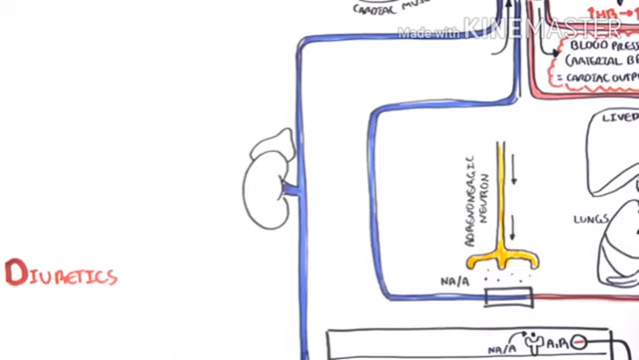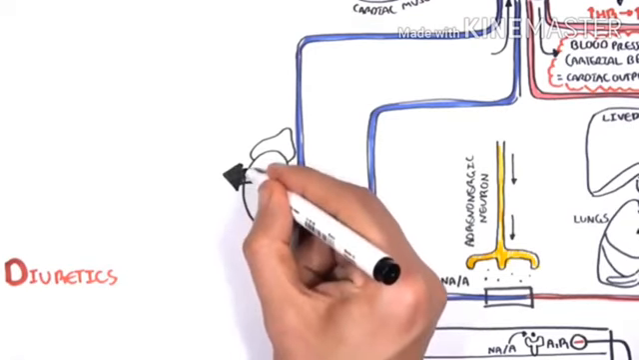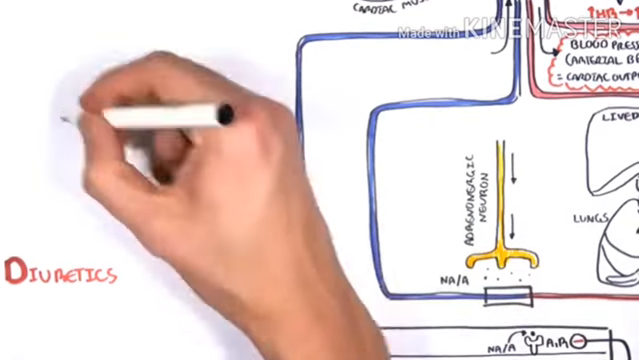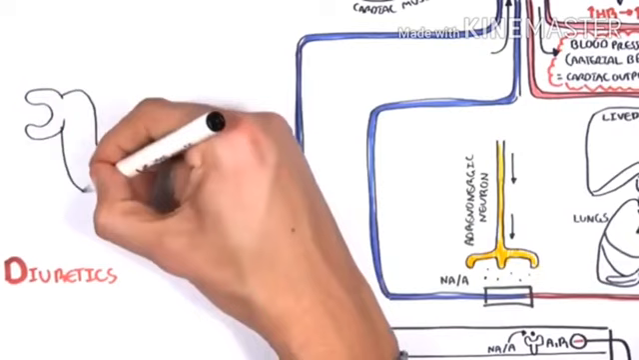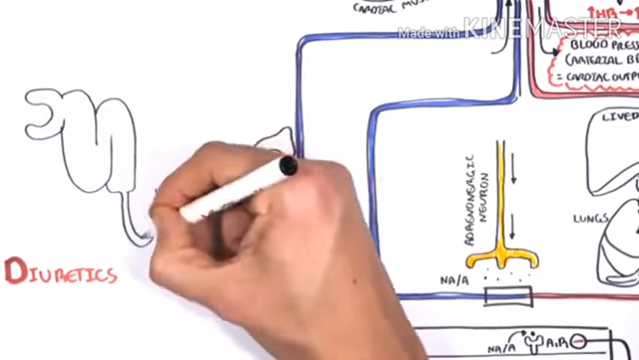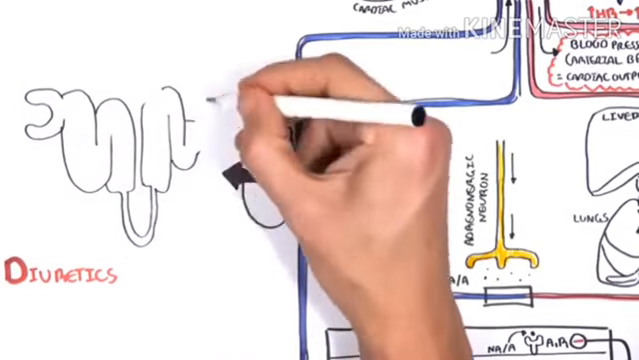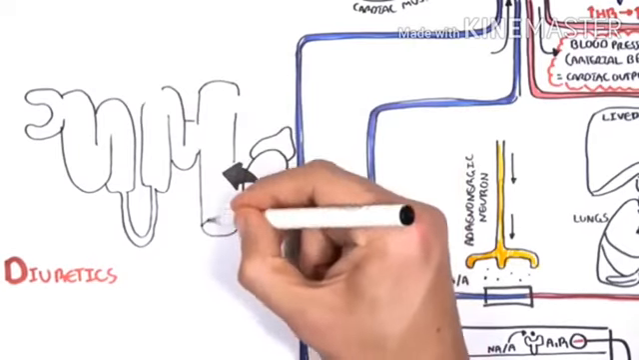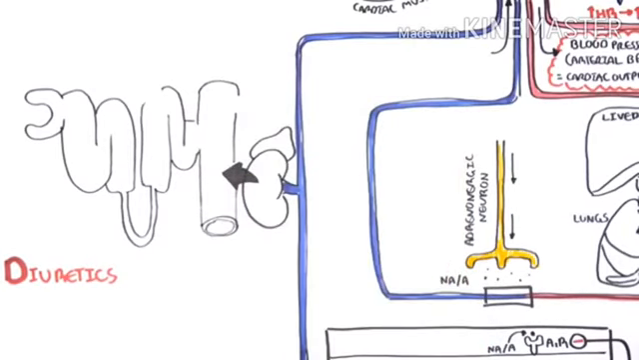So the next class of drug is diuretics. We know the diuretics act on your kidneys. The functional unit of the kidney is called a nephron, which is responsible for formation of urine. Diuretics are drugs that increase the urine output and thereby decrease the fluid overload and thereby decrease the blood pressure.